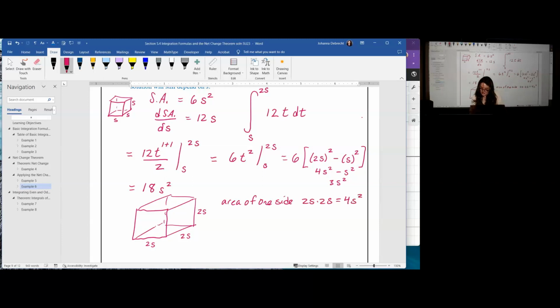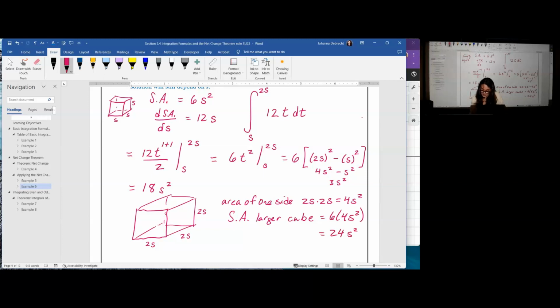Now we have 6 sides. So the surface area of the larger cube is going to be 6 times 4s squared. And this comes out to be 24s squared.